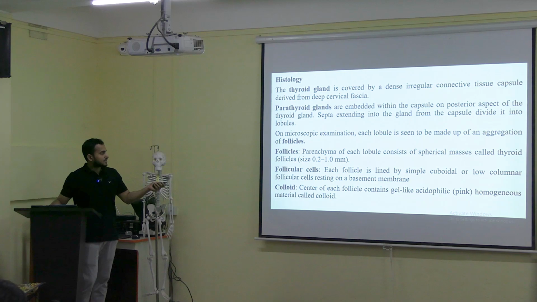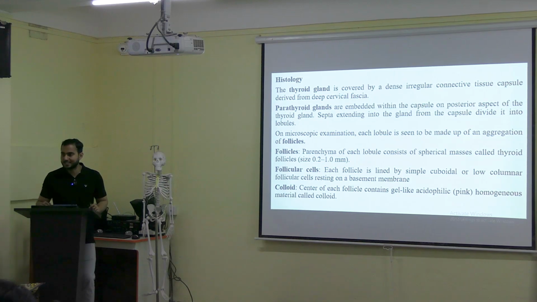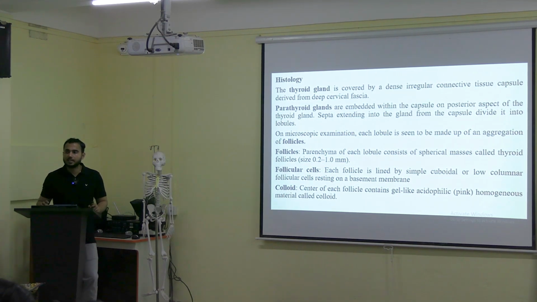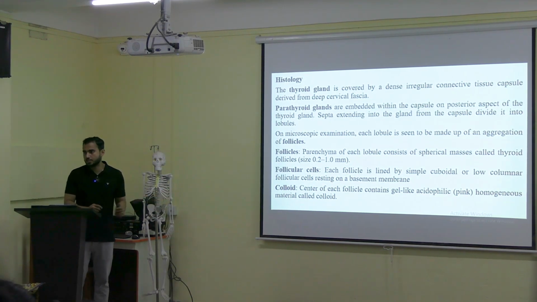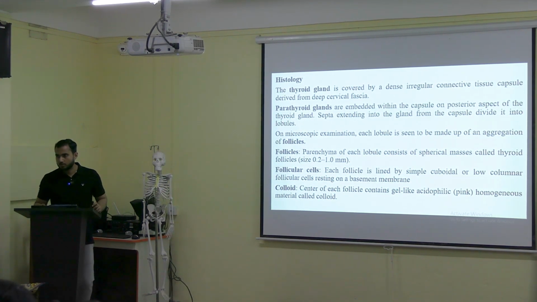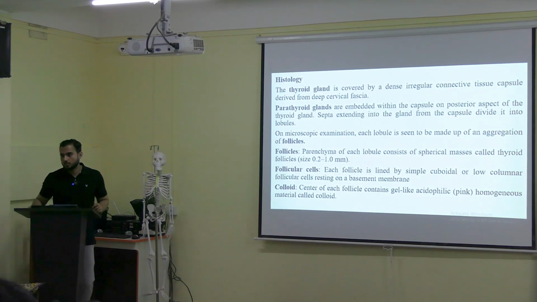Now, the size of these follicles is 0.2 to 1 millimeter, and inside the follicles you are getting two things. First are the follicular cells, and inside the follicle you will be getting a homogeneous pink colored structure. Those are called colloid. At the center of each follicle, a gel-like acidophilic homogeneous material is present, that is called colloid. So these are the two things which are present inside the follicle.